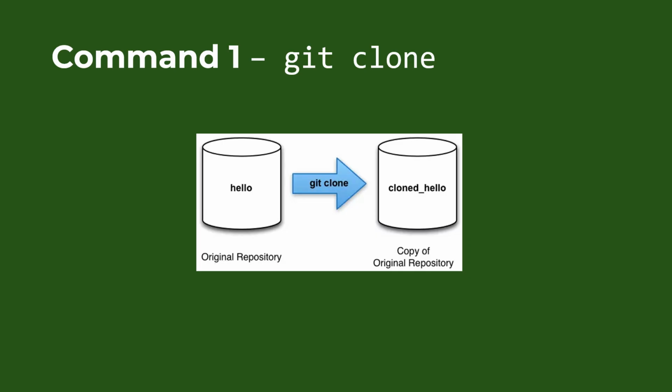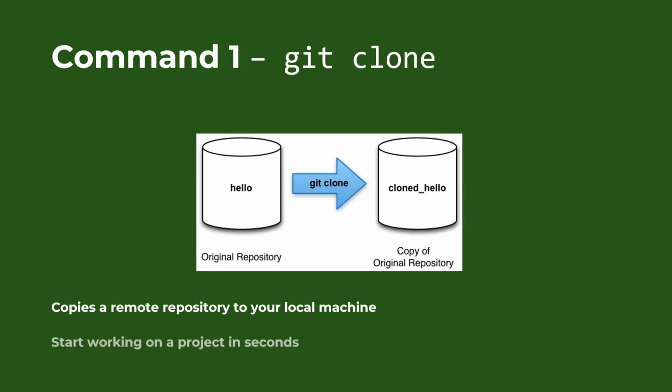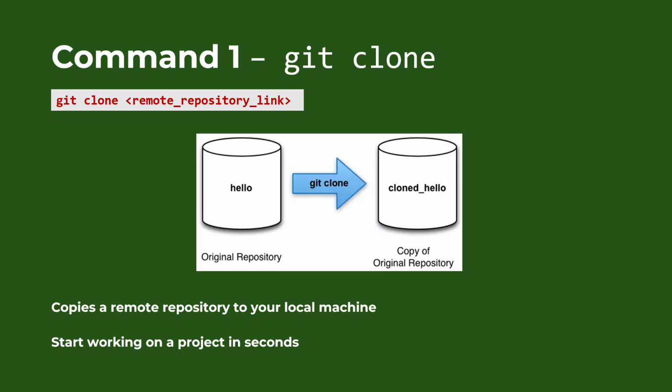What it does, it copies a remote repository to your local machine. It's important because it lets you start working on a project in seconds. And the command looks like this. You write git clone and the remote repository link.